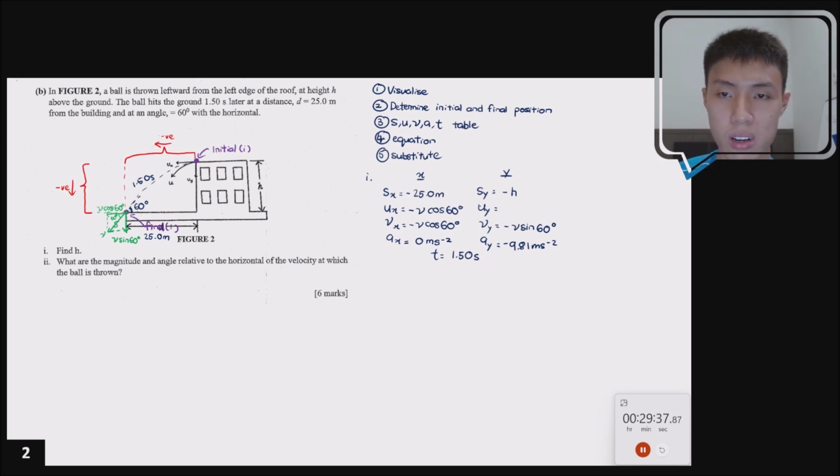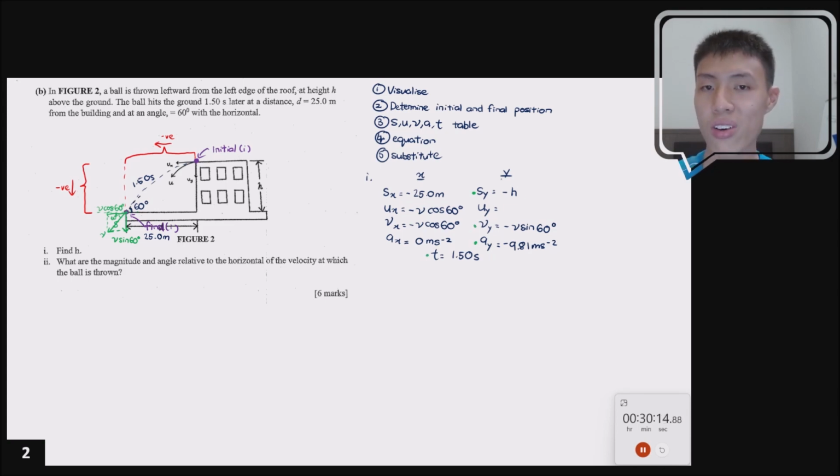Right now we have to pick the correct equation to solve the problem. To pick the correct equation, what is the question asking for? The question is asking for h. H is over here, so definitely we will be solving the question using the y component. Okay, let me show you how to select my equation. I know I want to find h, so definitely sy has to be in my equation, and I need to use all the information that I have. All the information that I have is ay, t, and also vy.